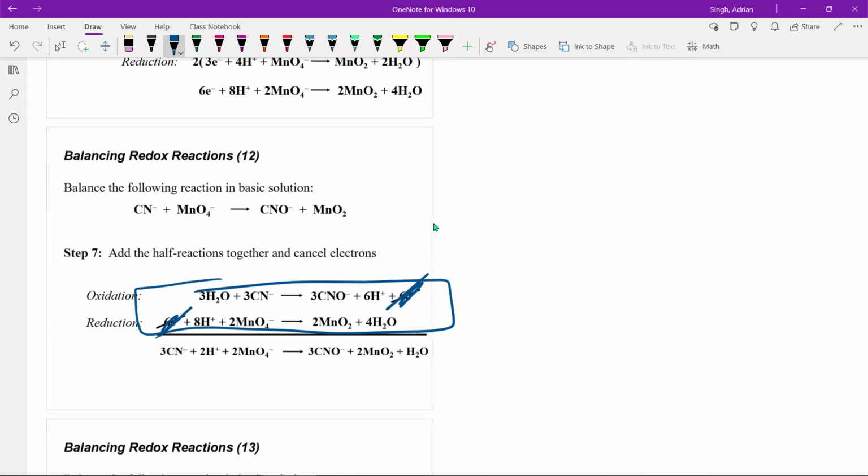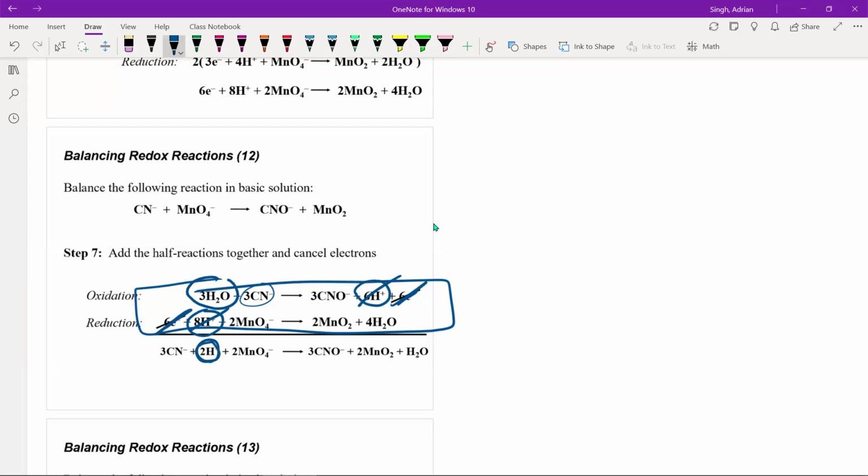So we have the 3 CN minus plus the H. Well, let's see here. Not only do the 6 electrons cancel out, right? Because we have the same number on both sides, but there are other things that can cancel out as well. So these go away, okay? And if you look, now I have 6 protons here on the right, 8 protons on the left. So those 6 protons go away. We take 6 out from the 8, we end up with the 2 protons left here on the left side.